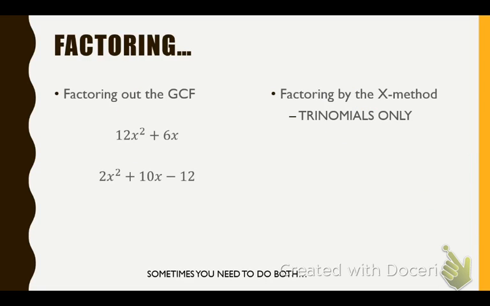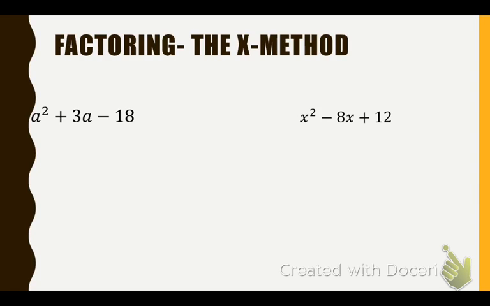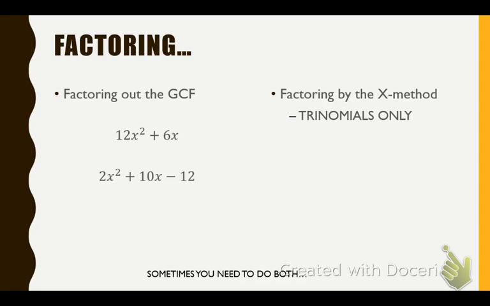Alright, so, factoring out the GCF, you want to always try factoring out the GCF. You cannot always use the X method. You can only use it on trinomials. How many terms are in a trinomial? 3. Three of them, like we've been seeing: 1, 2, 3. However, here there's only 2. You can't do it here.